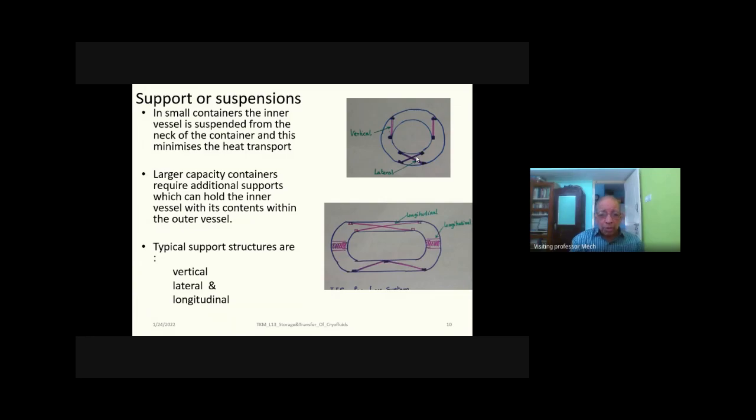And also, in some cases you require longitudinal support structures so that the inner vessel is more or less centrally positioned with respect to the outer vessel. At the ends, you normally use springs such that the inner vessel does not come and touch the outer vessel. Now, the support structure should be such that its length should be long and its cross sectional area should be small, so that the heat transfer from the ambient to the inner cryogenic tank is minimal.